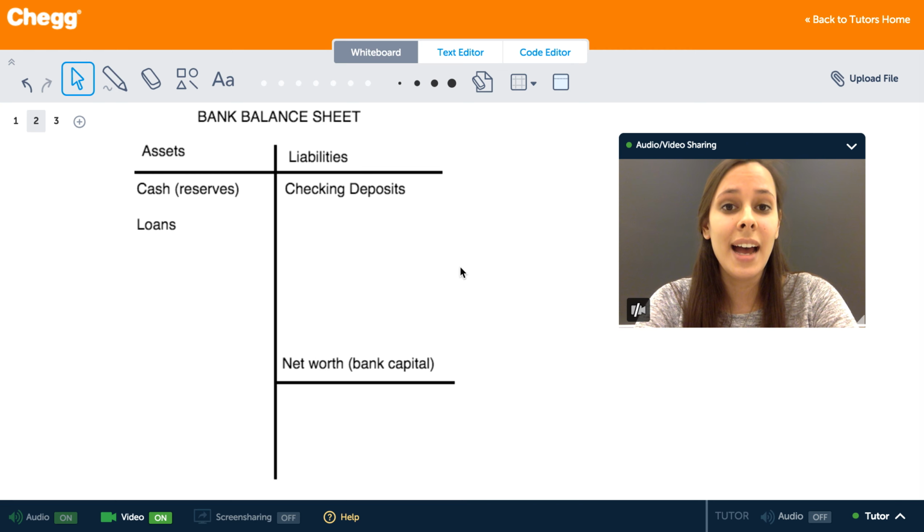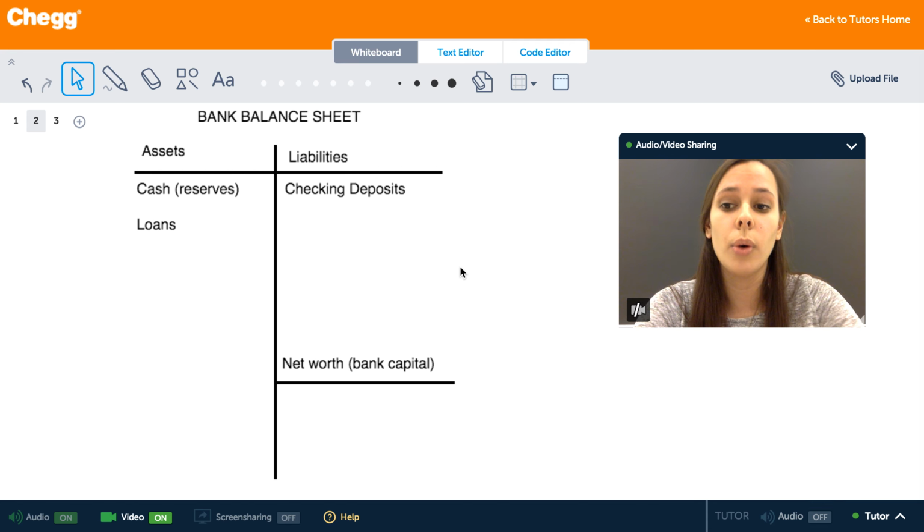We call cash reserves when it's with a bank. You'll see that I put reserves in parentheses. So a bank's reserves are also just the cash that they have on hand. It might also be referred to as cash in the vault or vault cash. In order to meet the reserve requirement, a bank has to hold enough reserves. Now, what is the reserve requirement?